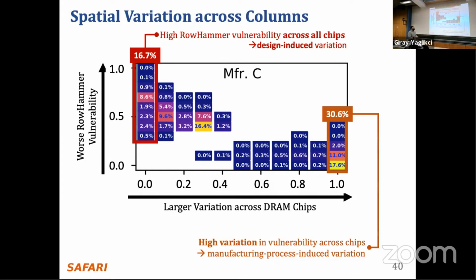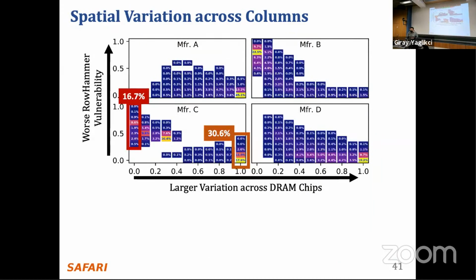And when you look at this rightmost set of DRAM columns, there is a high variation in vulnerability across DRAM chips, and this occurs pretty much randomly, and we conclude that this can be because of manufacturing process induced variation.